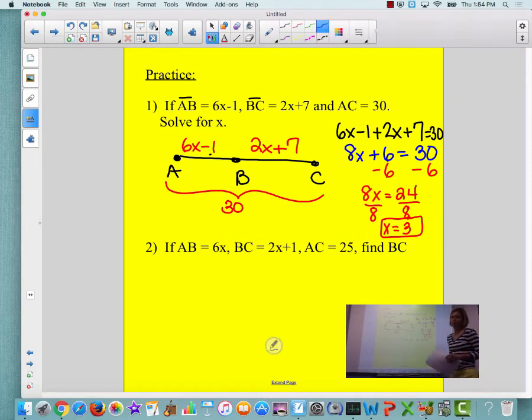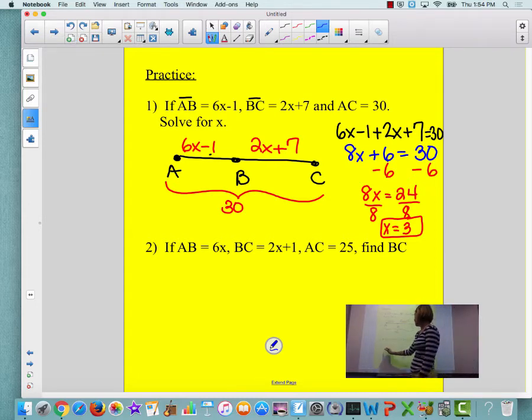You have to be really careful with these because I'm going to ask you for different things. Sometimes I might just ask you for x. Sometimes I might ask you for a segment length. Sometimes I might ask you for the whole length. So always go back once you finish the problem and go, okay, what did she ask for? You should do that with everything.